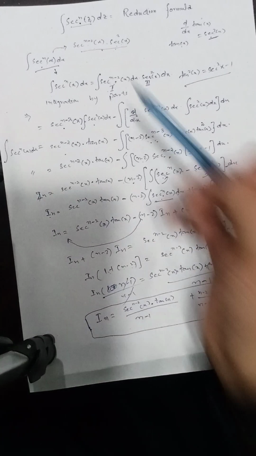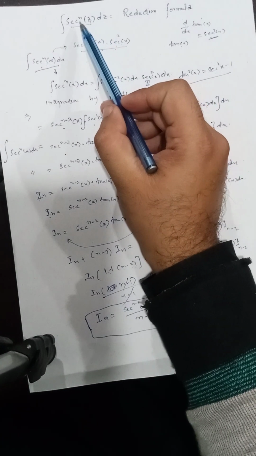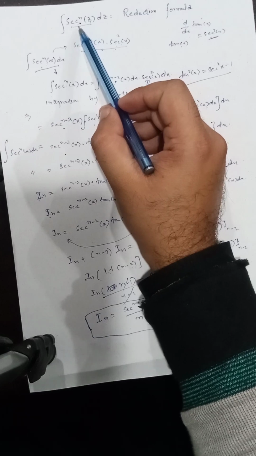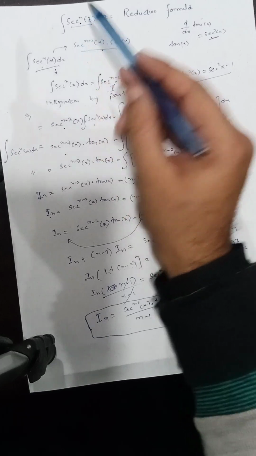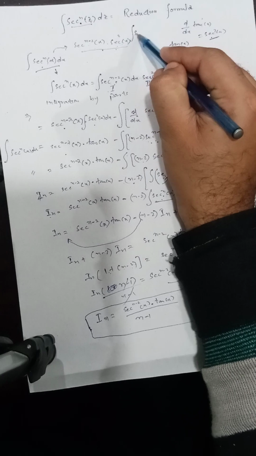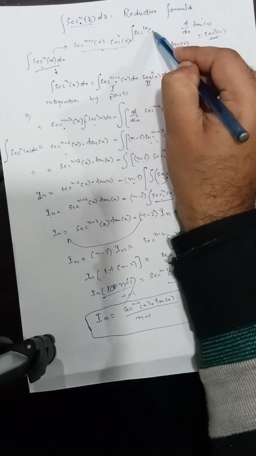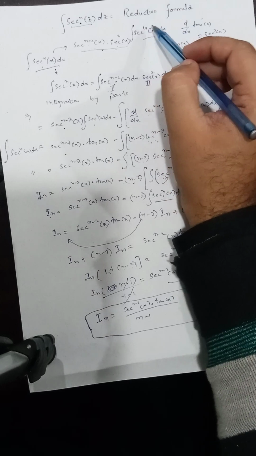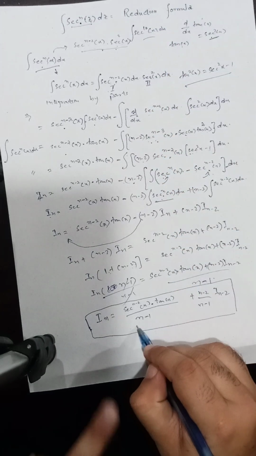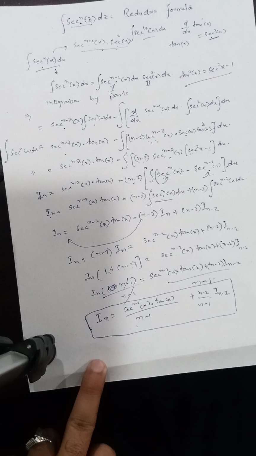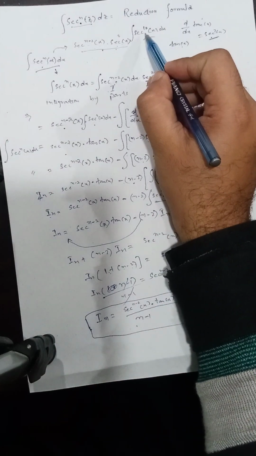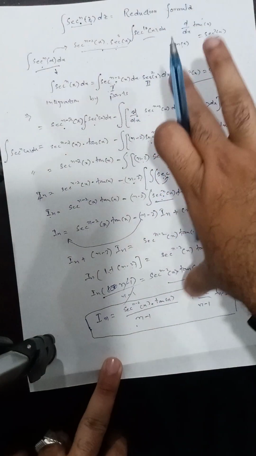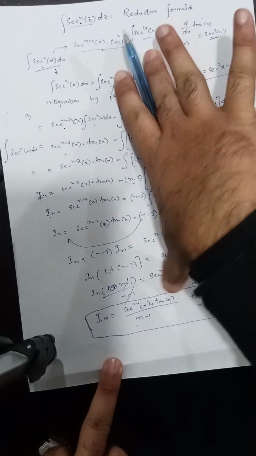So in short, we can find the integral of any function which is of high power. For example, if someone gives us a question which is secant power 10 of x dx, we cannot directly find its integral, but here with the help of this reduction formula we can find its integral. So secant power 10 of x, we will compare these two formulas and will find its integral.